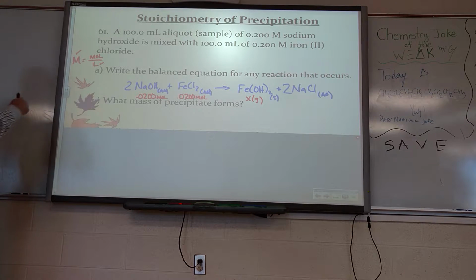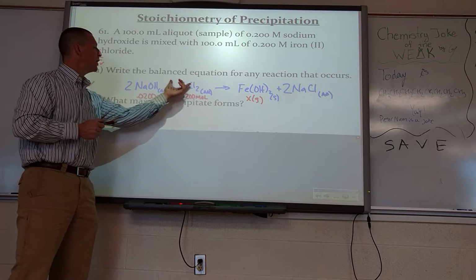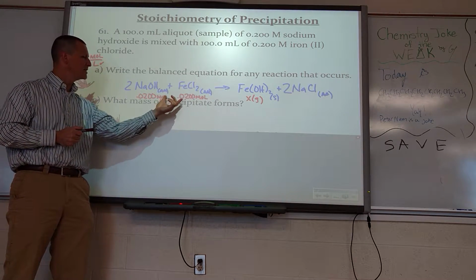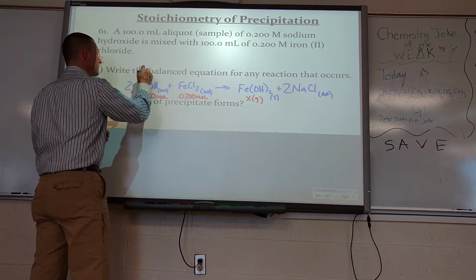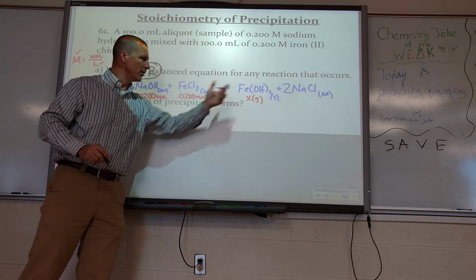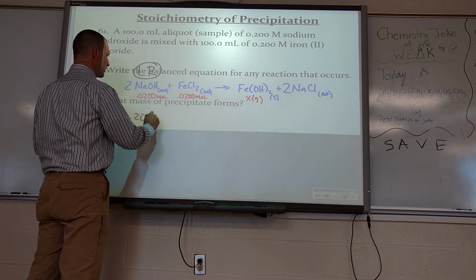Okay, so now having said all that, do you have the mass of the precipitate? Which one is the limiting reagent? Yeah, there should be a 2 to 1 ratio here. Do I have twice as many moles of NaOH as FeCl2? No, I've got the same number. So FeCl2 is my limiting reagent, and therefore that's what I use to determine how many moles of iron hydroxide I get. So it's this, 0.02 moles.